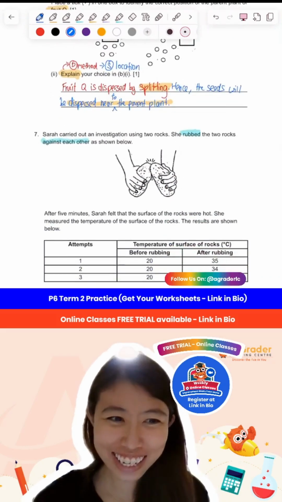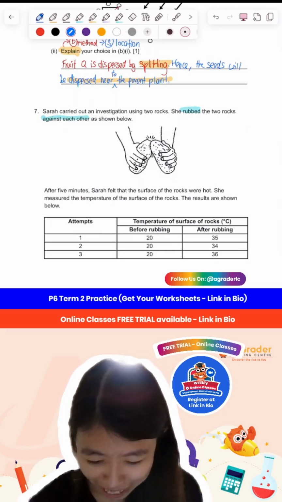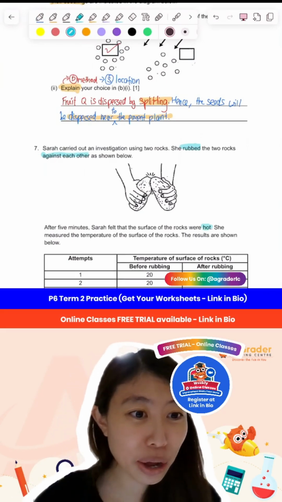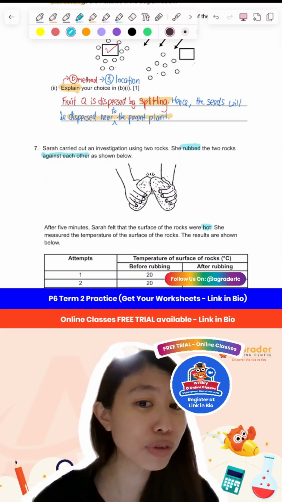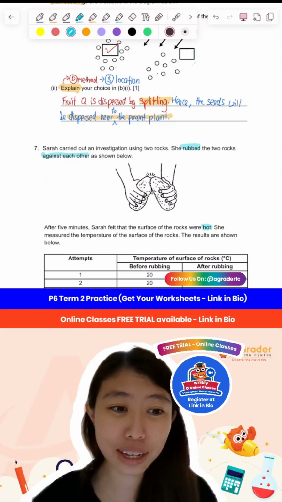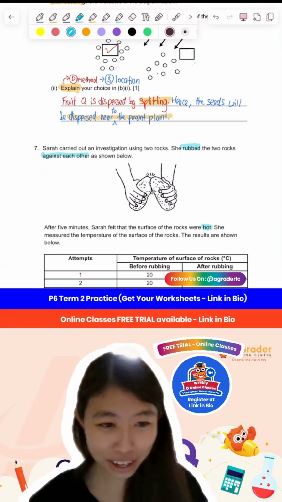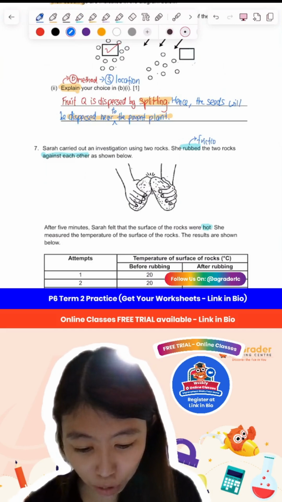Okay, so let's look at this. After 5 minutes, Sarah felt the surface of the rocks were hot. This is about energy, not forces. But I just want to test you. If you rub two surfaces together, there will be what kind of force? Okay, very good. Frictional force. All right. So when you rub things together, there will be frictional force.